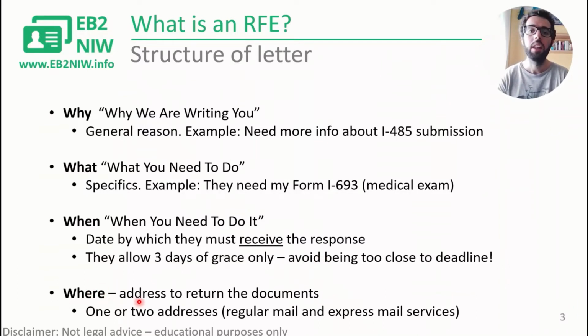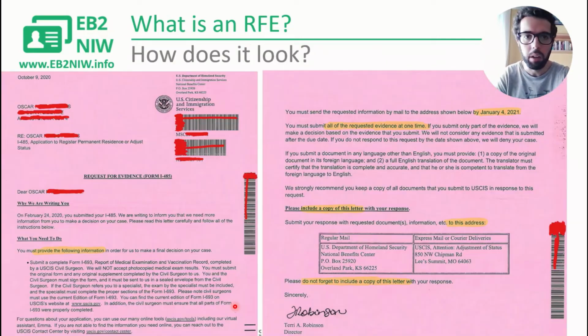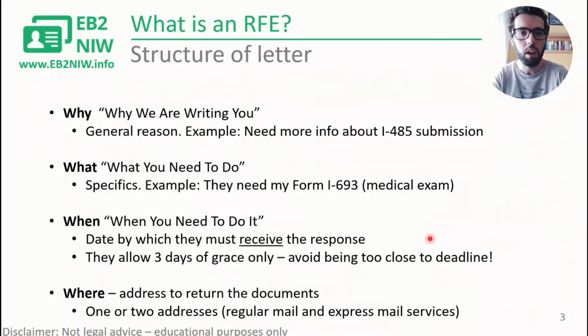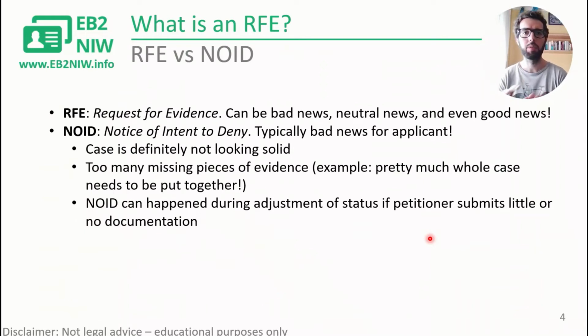Finally, they have a where, the address to return the documents. Typically you will see two addresses, one for regular mail, for example USPS, and one for express mail, for example if you use something like UPS or FedEx. I'm going to go back to see this here. Here you see submit the documents to this address. For regular mail, you have this address, and for express mail, you have this other address. Okay, so those are the sections of the RFE letter. And then some people confuse an RFE and a NOID. So let's just take a second to talk about those two.